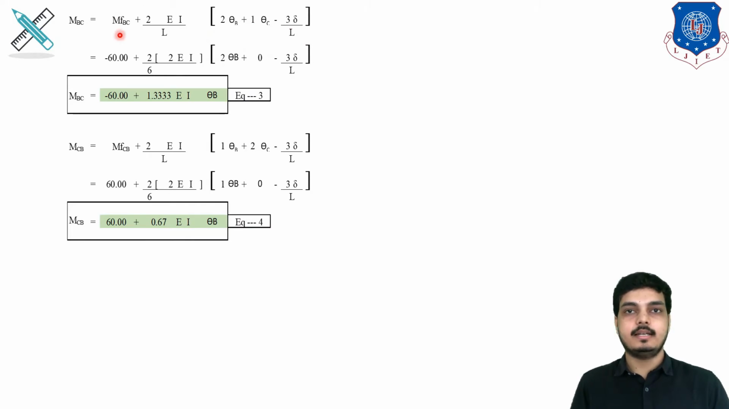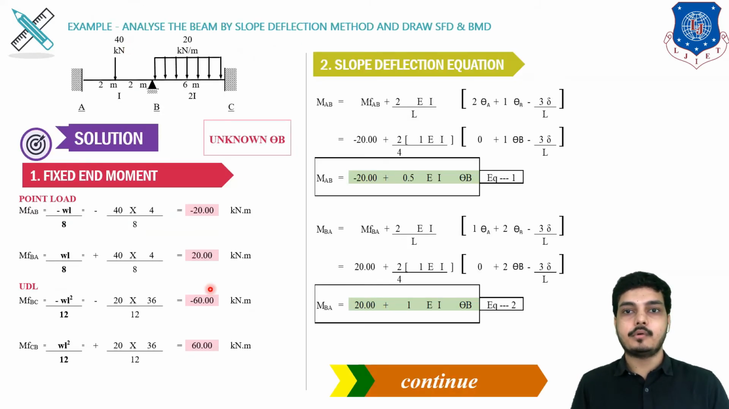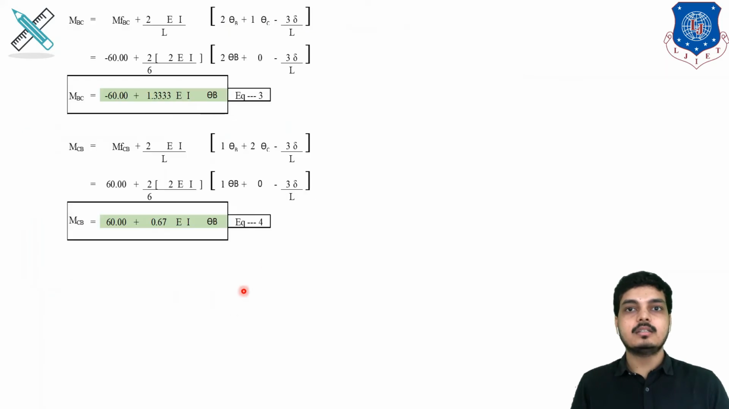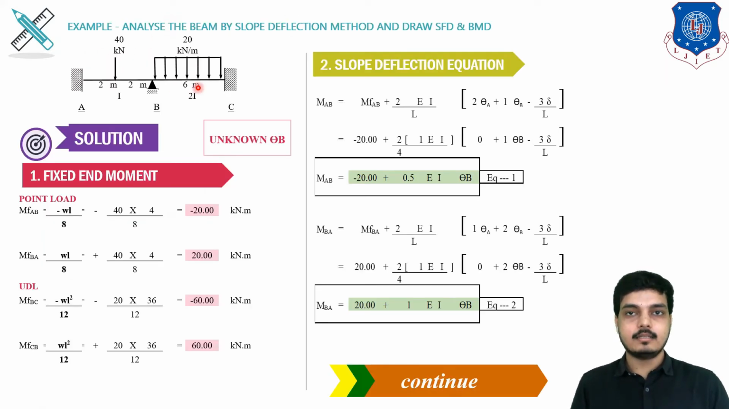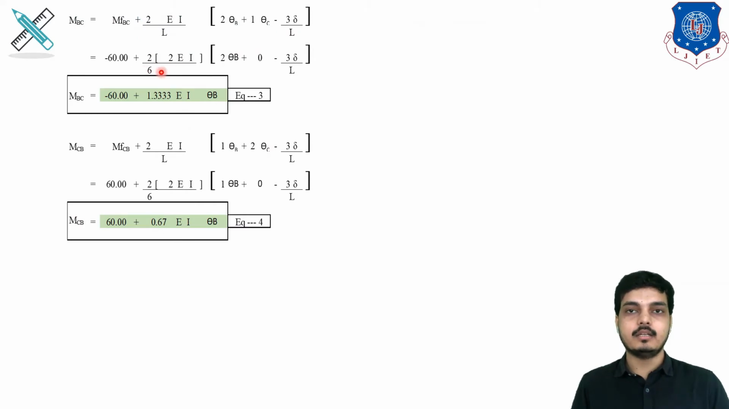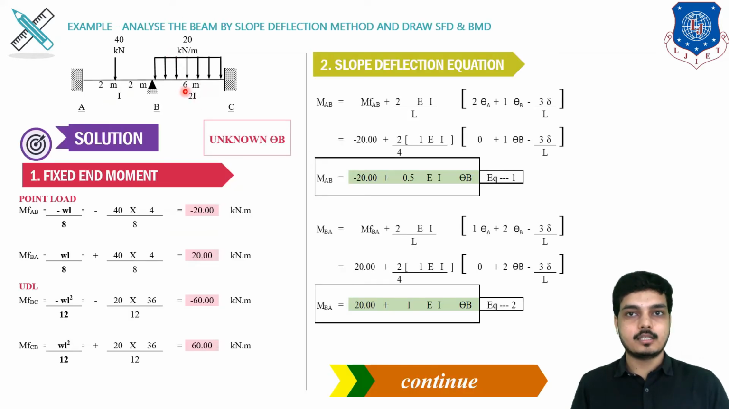Now MFBC, let's see what value we found. It is minus 60, so placing minus 60 over here. L was 6, so using 6 over here. Now mark this. In place of EI, I have kept 2 because for the BC span it is 2I.